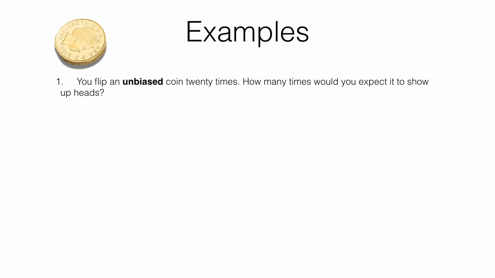That's because if you've got an unbiased coin, the chance of it showing up heads is a half, so you'd expect it to show up heads a half of 20 times. That's 10 times. This doesn't mean that it's guaranteed to show up heads 10 times exactly, but it's the most sensible estimate you can come up with, 10 out of 20 times. This is the formula you need to work out the expected frequency of an event.